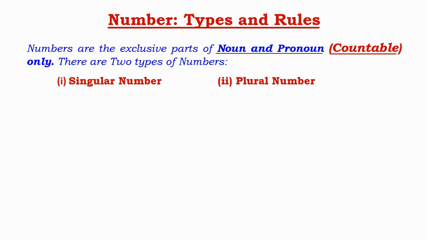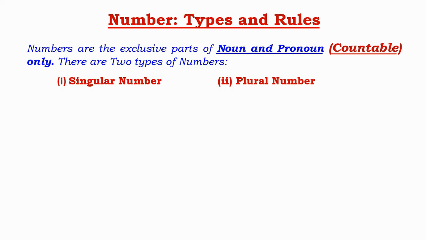The types and rules of number. Numbers are the exclusive parts of noun and pronoun, countable only. There are two types of numbers. Number one, singular number. Number two, plural number. It is already known to us that number is a noun only, so we shall use singular number and plural number only.